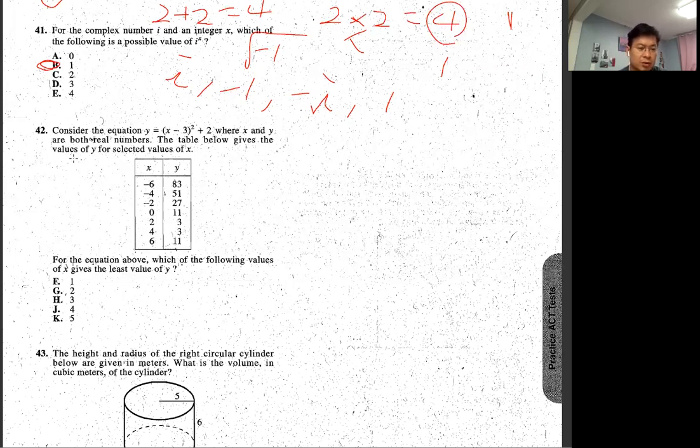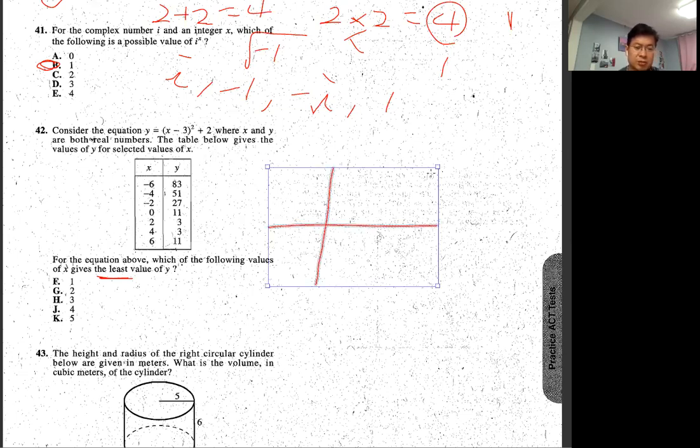Real number table, given value y for selected value x. Okay. Which of the following values of x gives the least value of y? Least value. So we don't need to worry about this one. You just graph it out. 3 comma 2. And the least value is this point, which is when x is 3, y becomes 2. So the y value, no, the x value.